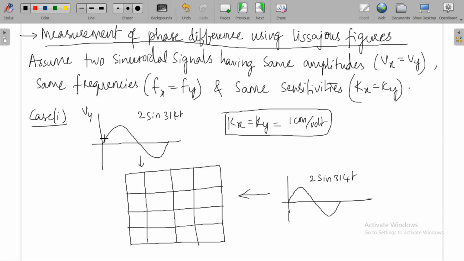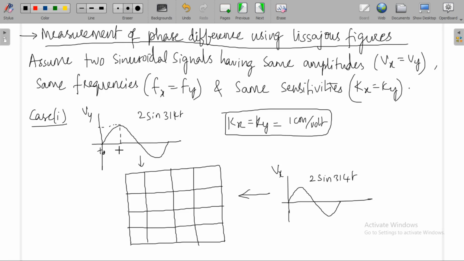This sinusoidal waveform is given to the Y input and this sinusoidal waveform is given to the X input, and there is no phase difference. There may be a phase difference, but coming to case 1, without any phase difference, I am applying this signal to the Y input and the same signal to the X input. Then what will be the pattern observed on the screen? Anyhow, the maximum voltage will be 2.